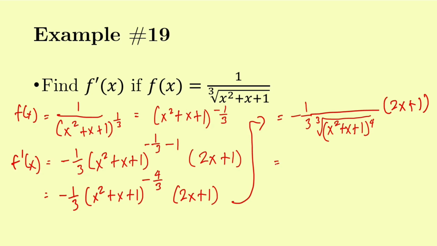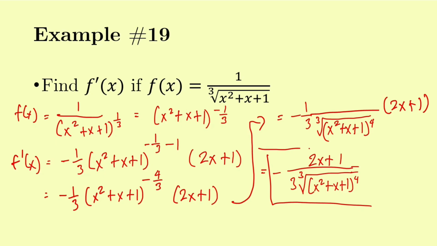Again, that will be equal to 2x plus 1. Negative yung buo. Let's emphasize that. Negative yung buong fraction, all over 3 multiplied by the cube root of x squared plus x plus 1 raised to 4. Ayan. And that is your derivative of the given function.